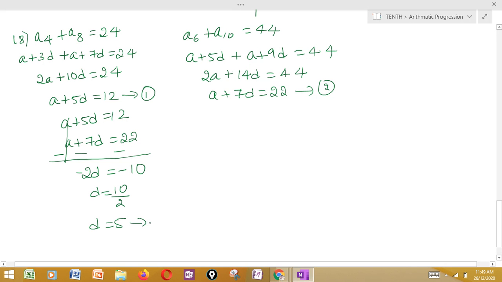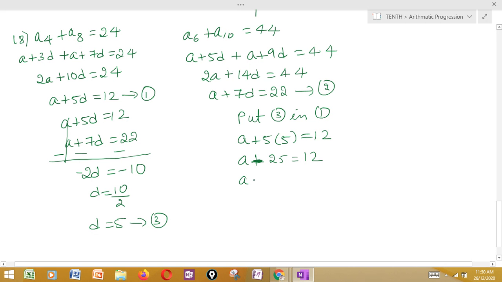So we have got d. The next thing is I need to find a. You can put it in any equation, either equation number 1 or 2. Which is better? Equation 1 is better, because the numbers are small there. So a plus 5 into 5 is equal to 12, a plus 25 is equal to 12. Put that 25 to the right hand side. a is equal to 12 minus 25. How much do you get?